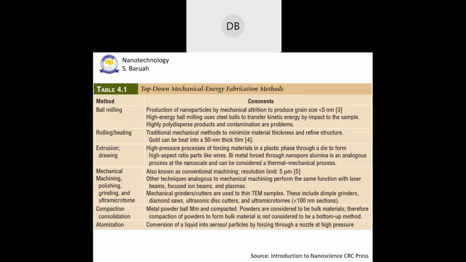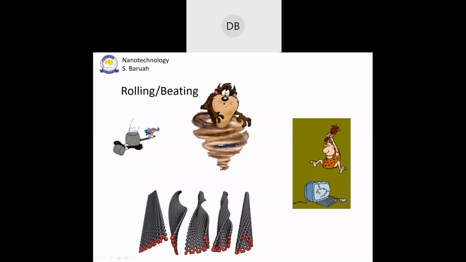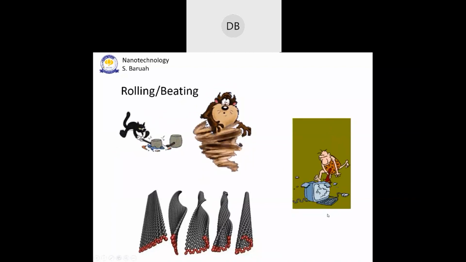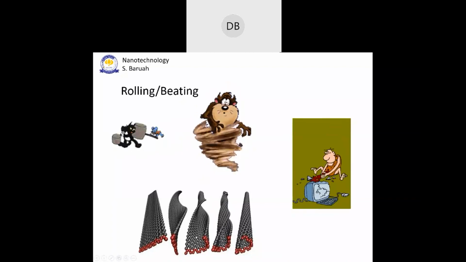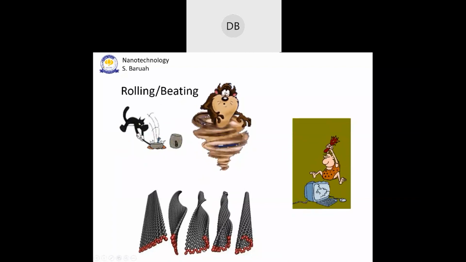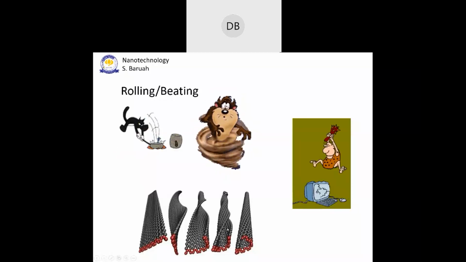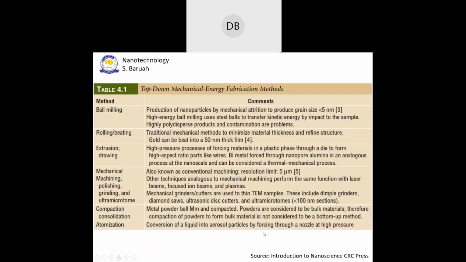Okay, I think I should have something to show. Yeah. So basically something like this that you see here, breaking, beating, and then you can even go to what you see here, very small. So these are all atoms. Okay, one single layer of atoms can be done, and you can roll, you can make them into various forms. So that's about rolling and beating.